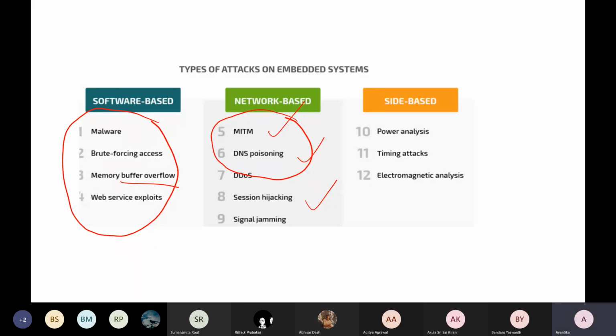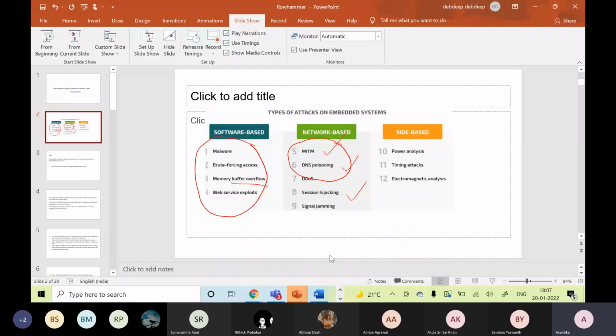About this memory buffer overflow, there was a confusion. I should clear that first, then I will come to this.